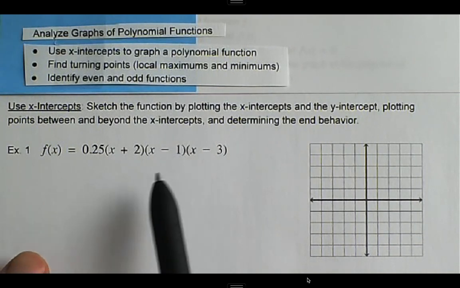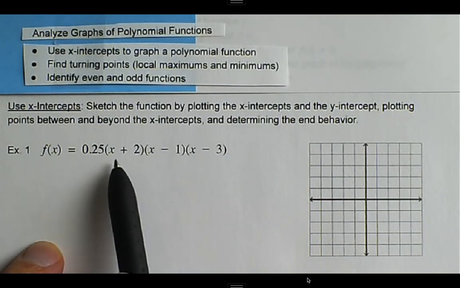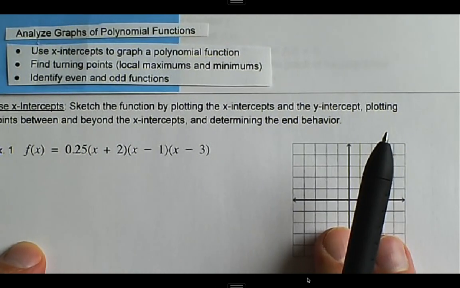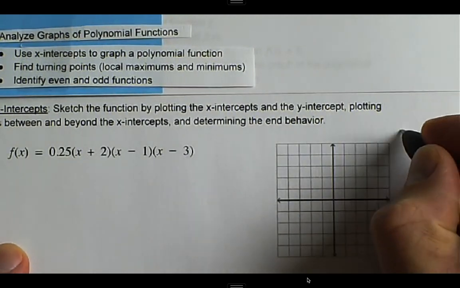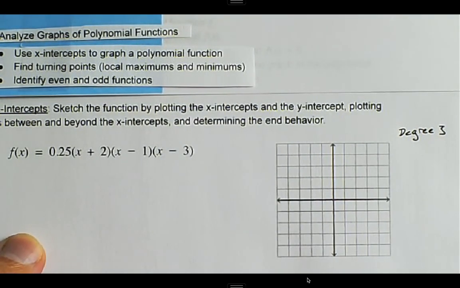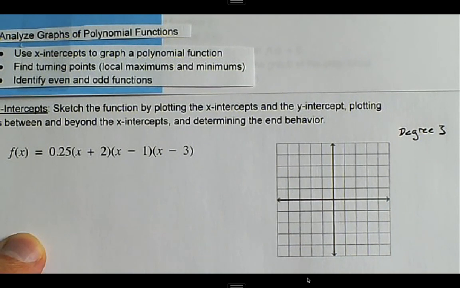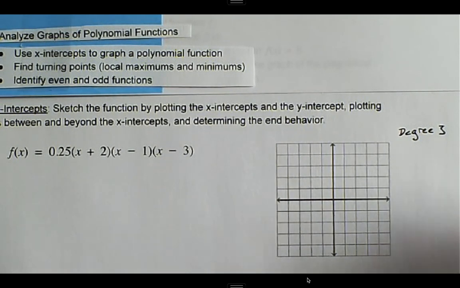So if we look at this example one here, we see that we have three factors. If we were to distribute all of these factors to one another, we would know that this is going to be degree 3. Degree 3 means that it is an odd function, or the highest degree is odd. And so we know that there's going to be our 3 zeros, and we want to pay attention to what the end behavior is going to be.